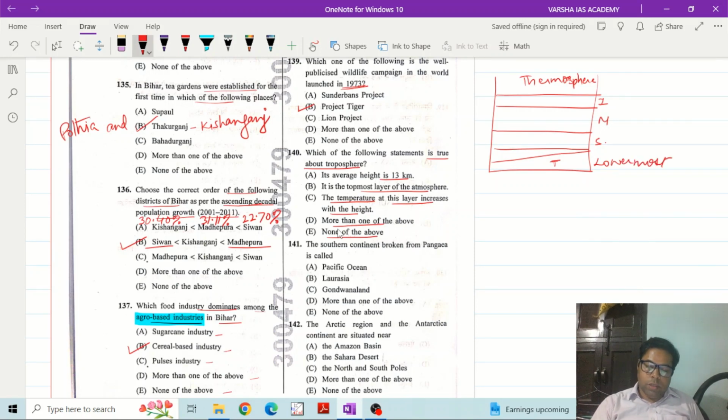But here what is written? It is a topmost layer. So this statement is wrong. Temperature at this layer increases with increasing height. Here temperature decreases with increasing height. So this statement is also wrong.